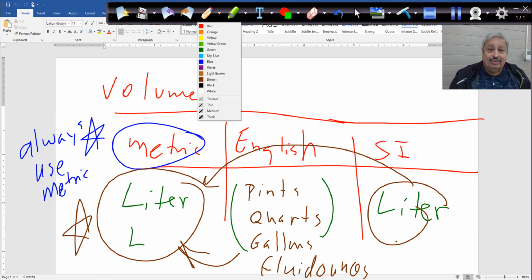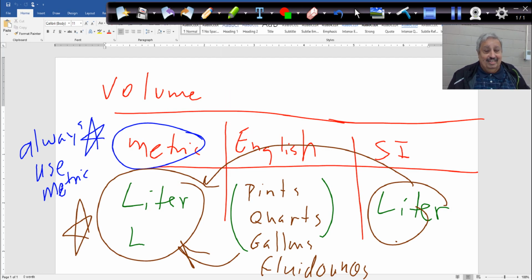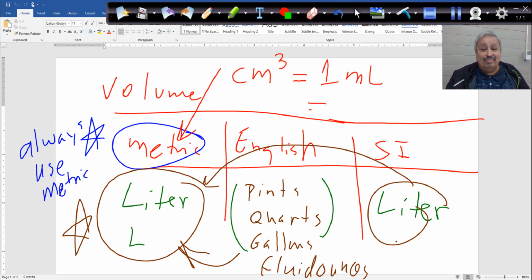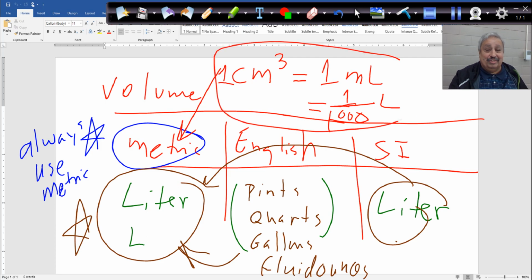Oh, that's a tricky one too here, guys. The centimeter cube, that's metric, but it's tricky. Centimeter cube is 1 milliliter, correct? And 1 milliliter is 1/1000 of a liter. So you have to watch this. Sometimes they give you not a liter in metric, they give you centimeter cube. Then you know 1 centimeter cube is 1 milliliter, and 1 milliliter is 1/1000 of the liter, correct?